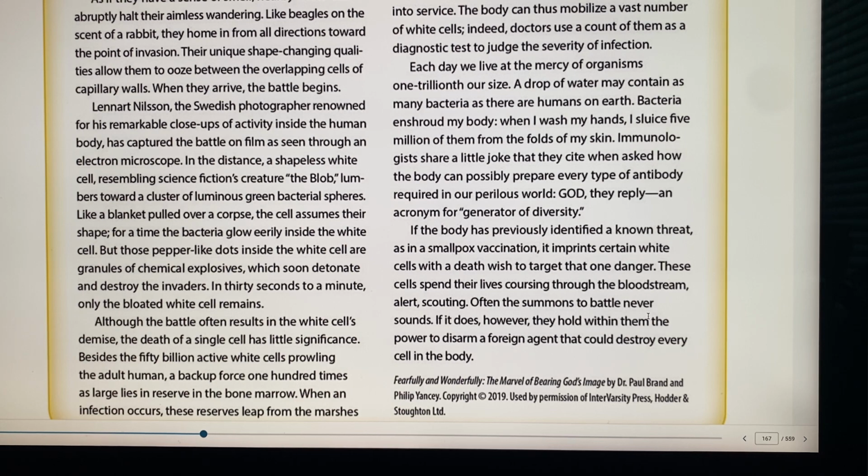God, they reply, an acronym for the generation of diversity. Means these white blood cells have all these different shapes and they're diverse and they're specific to all these kinds of bacteria. So it's so important that we basically know all of this to do with our body, how our body reacts. When we go to the doctor, they'll test and find out your white blood cells.